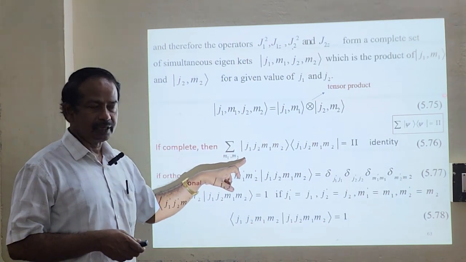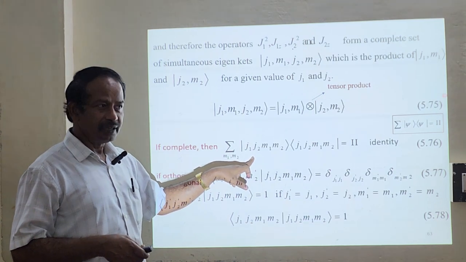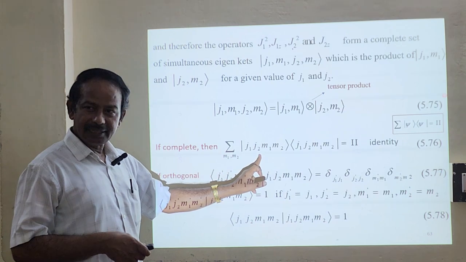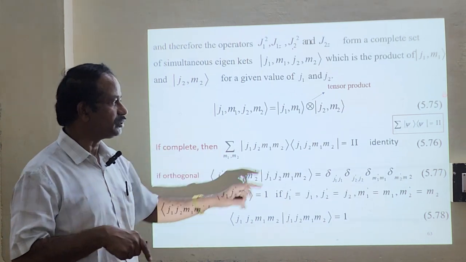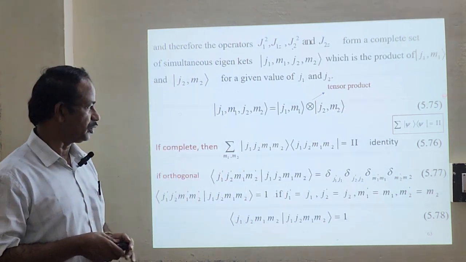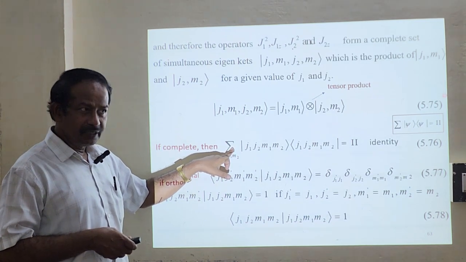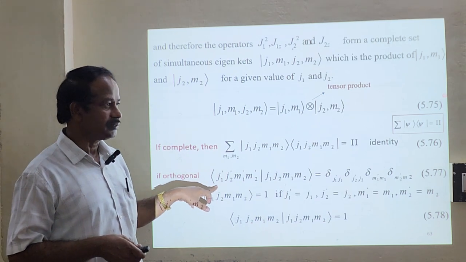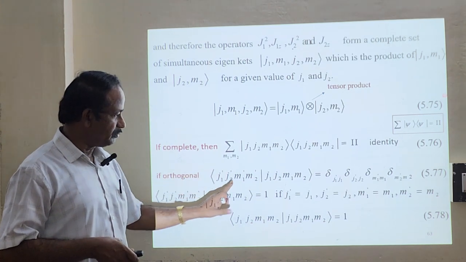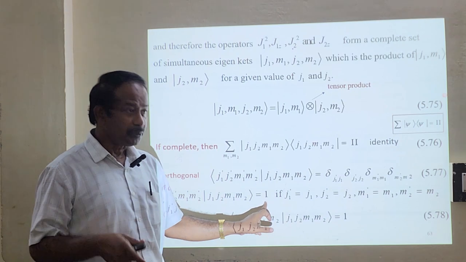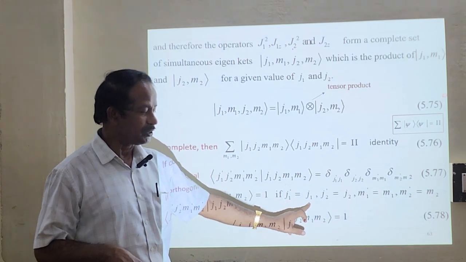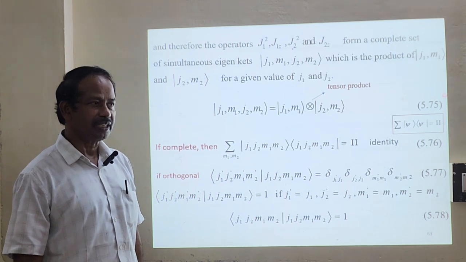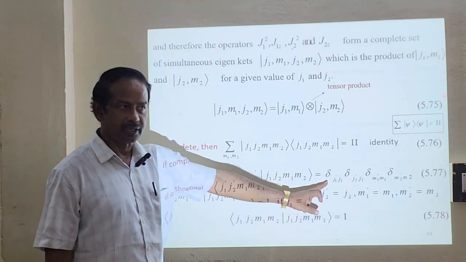We know that this expression is called completeness, correct? Completeness: the ket and bra of J1, J2, M1, M2 will give you the identity matrix. So we know this already. The orthogonality condition is given by this expression using the Kronecker delta function. It is equal to 1 provided J1 equals J1 dash, J2 dash equals J2, M1 dash equals M1, M2 dash equals M2. So we know this condition already.